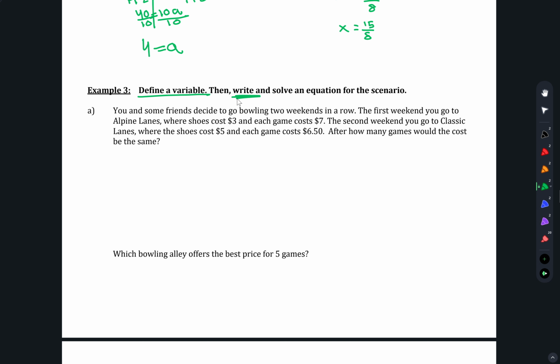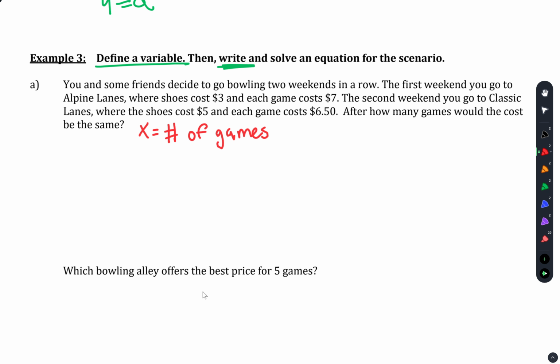When we define our variable, I'm looking at what don't I know, what am I trying to figure out? What's my variable here? What don't I know in this problem? Autumn. X is the number of games. I need to see that written down for these word problems. We can't just make up a variable and not define it.